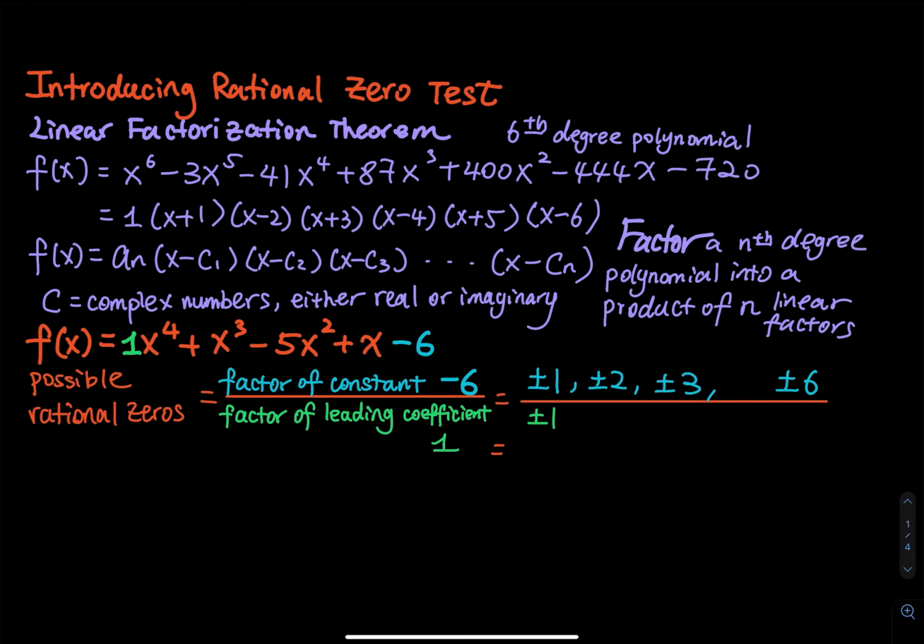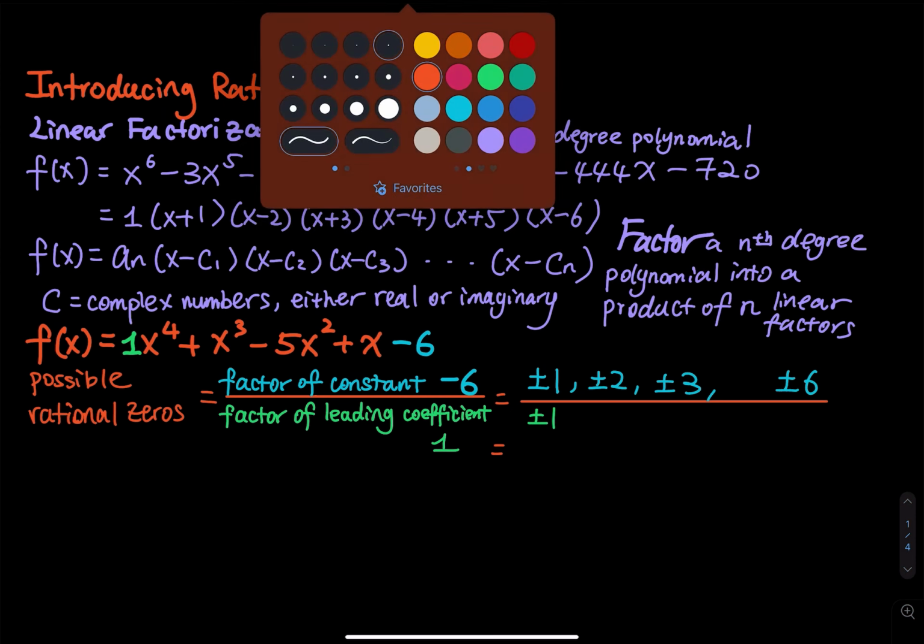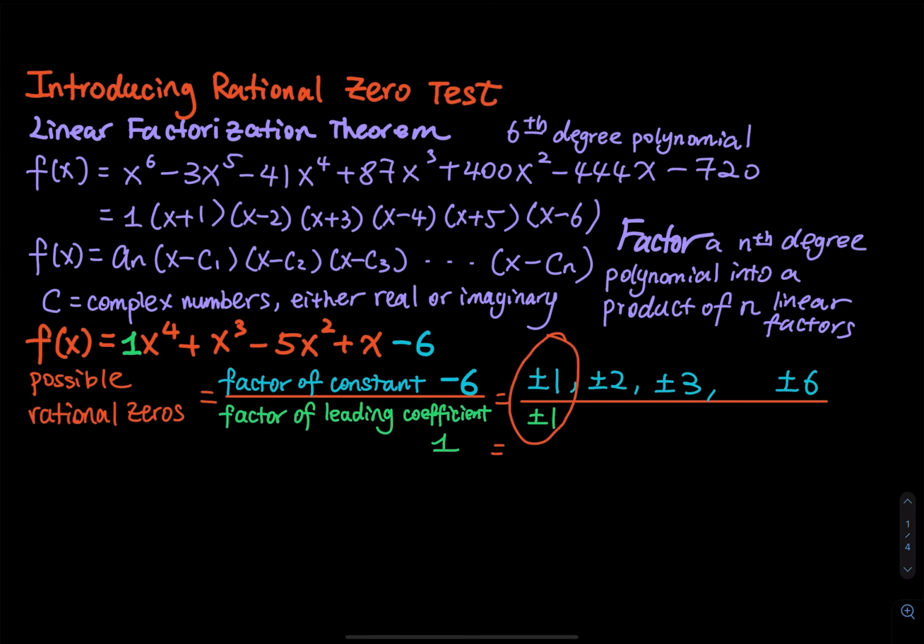And then what do I mean? Why do I still have an equal? I am looking for possible rational zeros. Rational means fraction. So you will be taking each number on top divided by the number on the bottom. So that is, I should go back to orange. 1 divided by 1, so you have plus or minus 1. 2 divided by 1, plus or minus 2. 3 divided by 1, plus or minus 3. 6 divided by 1, plus or minus 6.